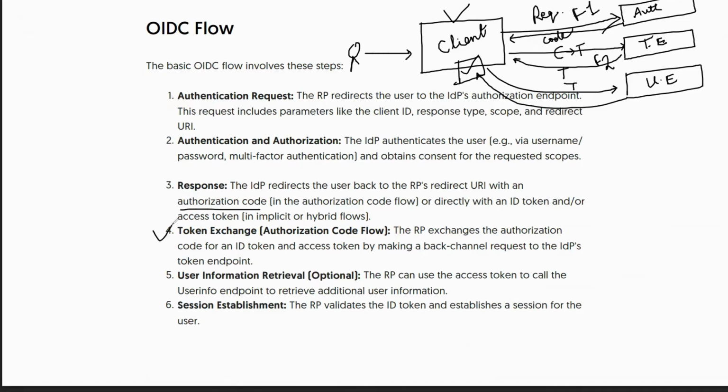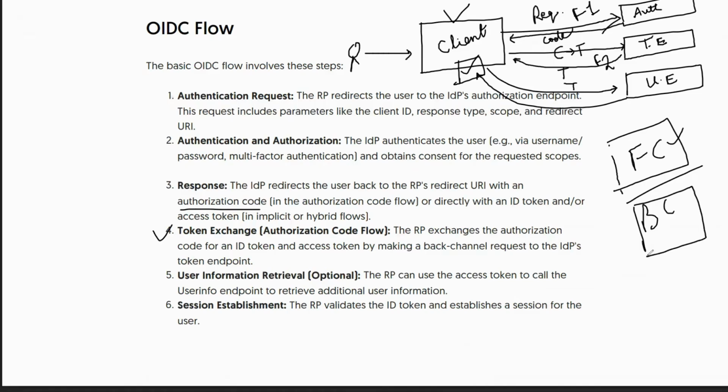Okay. So then we have the token exchange. The relying party exchanges the authorization code for an ID token and access token by making a back channel flow. Now there is something called front channel and back channel. I'll quickly cover them. When you say front channel, any process that is happening at the browser level is called front channel. And anything that is happening at the server level is called back channel. So flows like the auth code flow, which we'll be discussing, have front channel and back channel. Flows like implicit, resource owner password grant, and client credentials do not have a back channel.